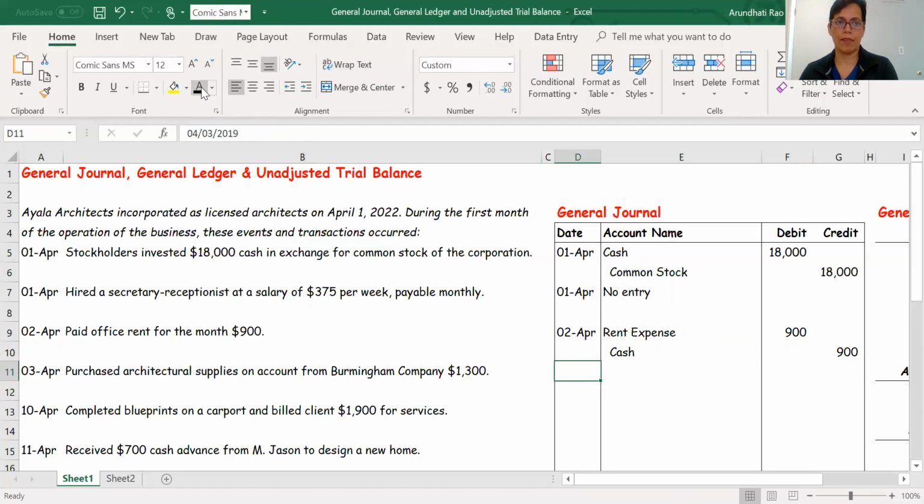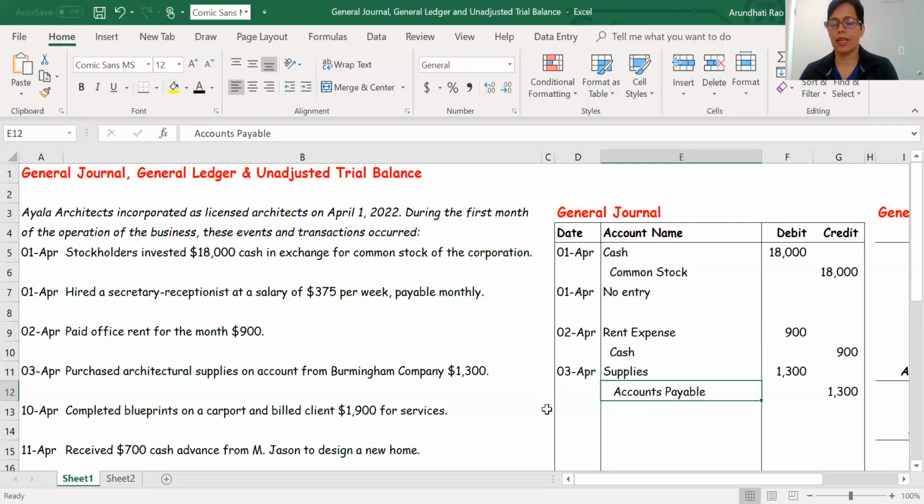So on this date, I still have a journal entry because the business did get something. What we got is an asset. The asset name is supplies. Now, I got assets worth $1,300. I didn't pay cash right now. Do I have to pay cash? Absolutely, yes. So I'm going to credit accounts payable. When you see the word payable, it's a liability. Now, over here, going back to this second business event, when we hired the secretary, I will pay the secretary, but right now, on April 1st, I said no entry because that person has not worked for me. I don't owe them anything as yet.